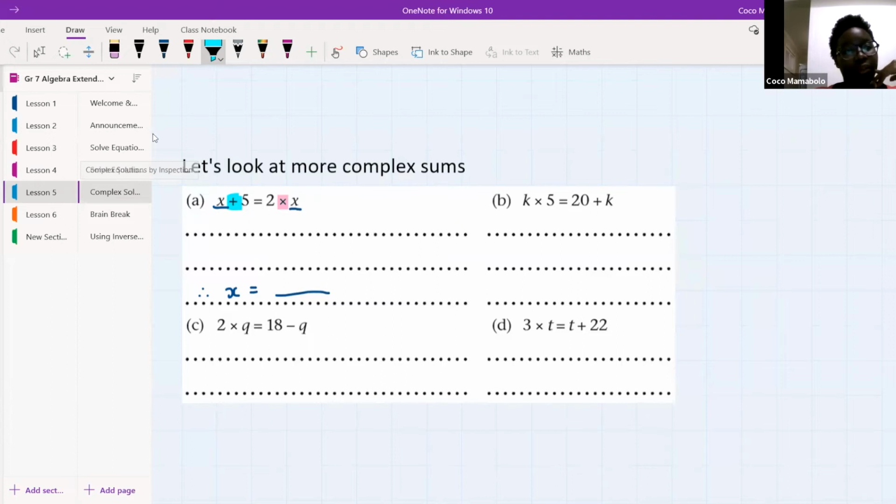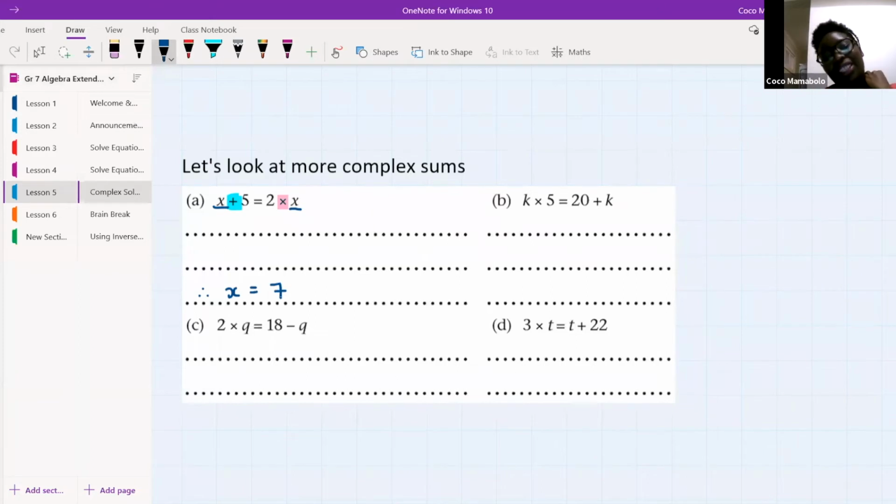Oh, forget what I'm doing. Nondubisa says, I think I got it. Nkanyisa says, I think I know. All right, do you want to unmute for me? Hi. All right. Therefore, X is equal to? What do you think? Could it be 7? 7. Okay, 7.